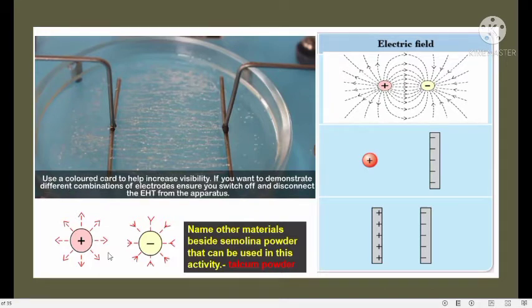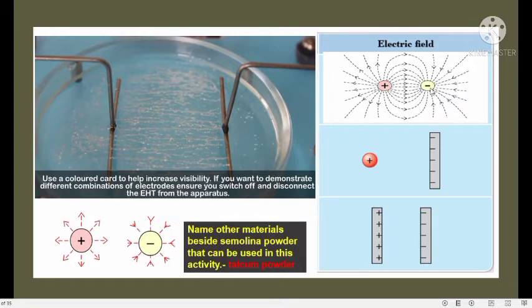The direction of electric field lines is always from positive to negative, meaning outwards from a positive charge and inwards for a negative charge. Let's look at some examples. Let's say for the electrodes here, we use two sharp end metals. One connects to the positive terminal, one connects to the negative terminal. So we have unlike charges here.